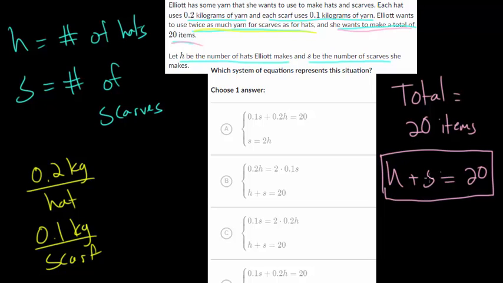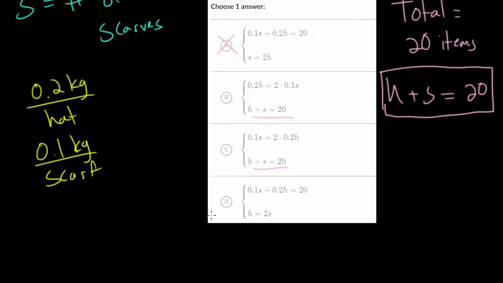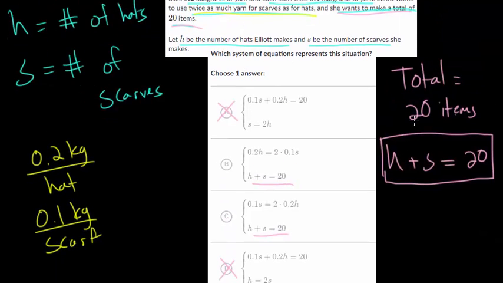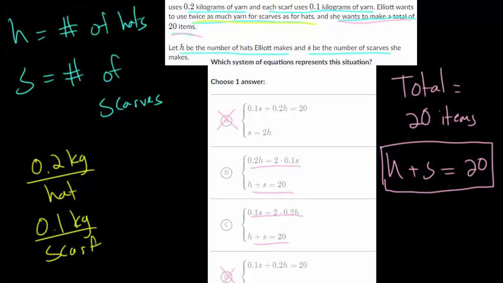And usually it's a good idea to find one equation so then you can at least eliminate, though sometimes you can't eliminate. So if you can find the easy equation first, that would be my suggestion. And notice this one does not have that equation. Both of these do have it. And this bottom one here also does not have it. So we've eliminated now down to choices B and C. So it's going to look something like this. And we need to be careful. This one's a little bit challenging since we're dealing with the amount of yarn for scarves and hats.